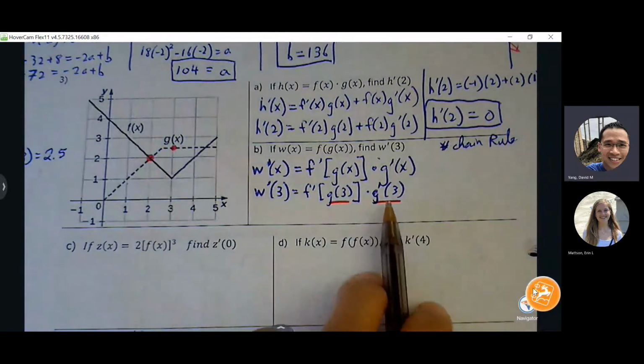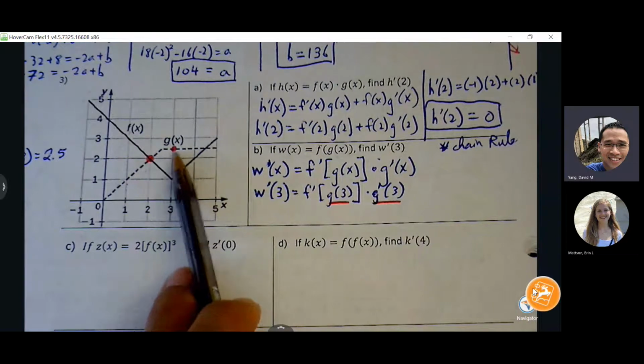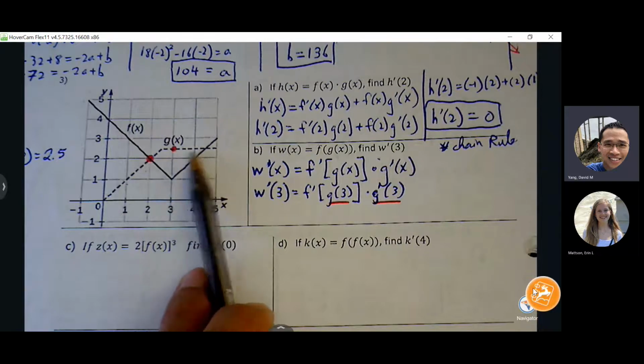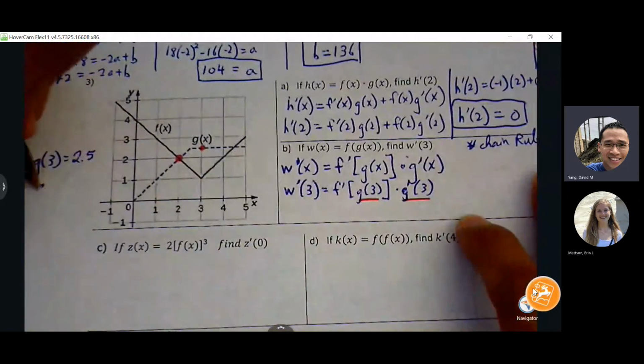And what's G prime of 3? 0. It's a flat line, right? So that's a slope of 0. There's no steepness, right? Slope of 0. So G prime of 3 is 0.